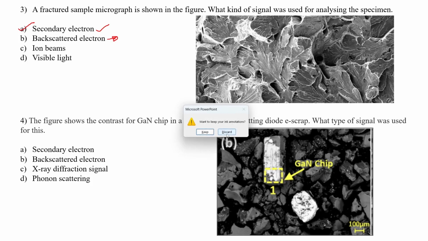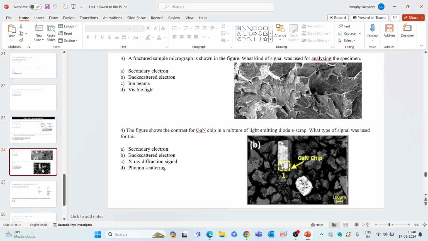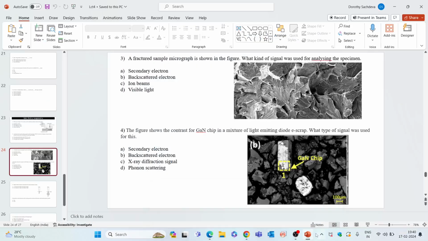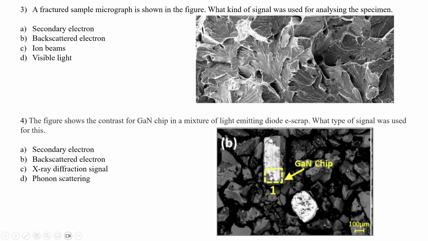Option B, yeah, backscattered electrons. Who is this? Myself. Rajesh, okay. Yeah, please try to answer these questions. These are just for practice.